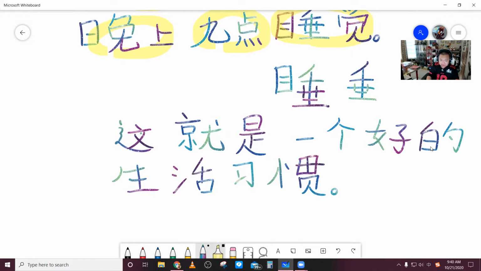这就是, then this is, then therefore this is. 就是, is therefore. 一个, one. 好的, good, positive. 生活习惯, living habit. That's how you wrap it up.